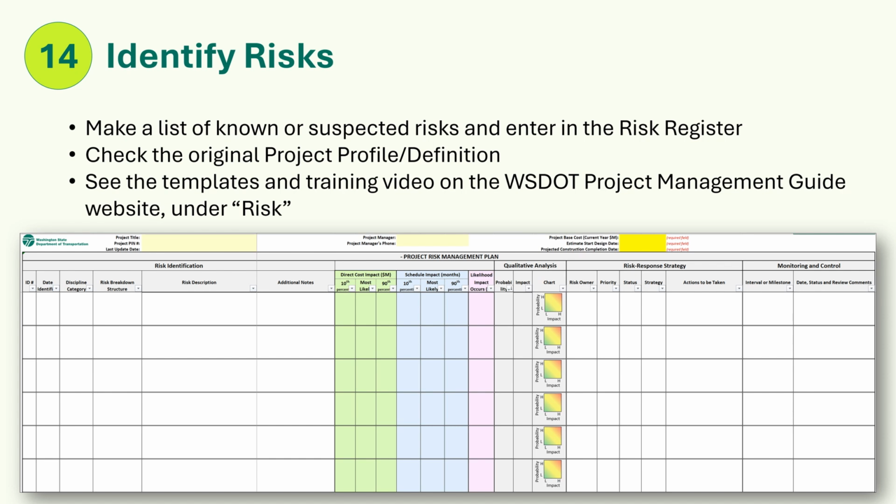At this early stage, just list your suspected risks in the template. Later, you will categorize them, quantify and qualify them, identify a response strategy, and assign a person to the risk. You can add, change, sort, monitor, and retire the risks throughout the life of the project.